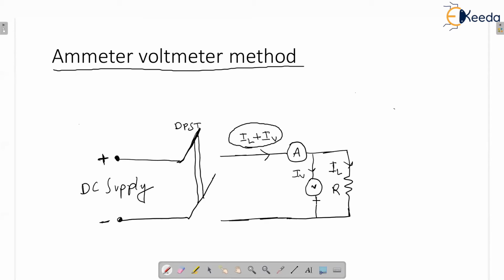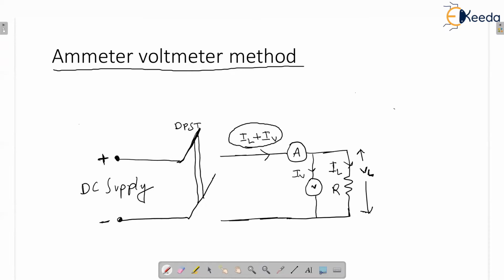Whereas the voltmeter measures the voltage across the load only. Voltmeter measures voltage across the load.